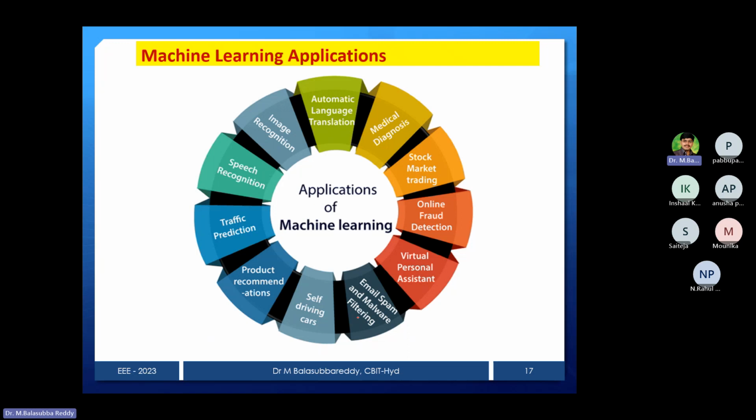Now we can see some more applications. Broadly speaking, we can observe automatic language translation. Now it is a huge machine learning approach. You can select any language, suppose English to Telugu, or Telugu to English, or Tamil, or many others, even Google Translate. These are all applications. And medical diagnosis.